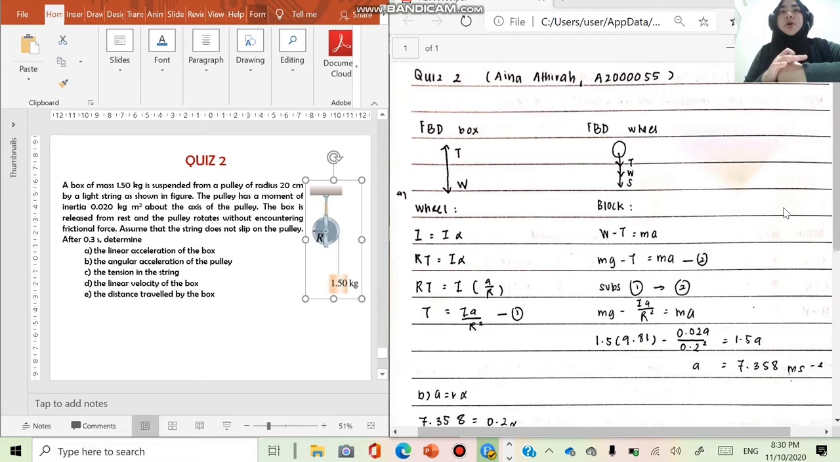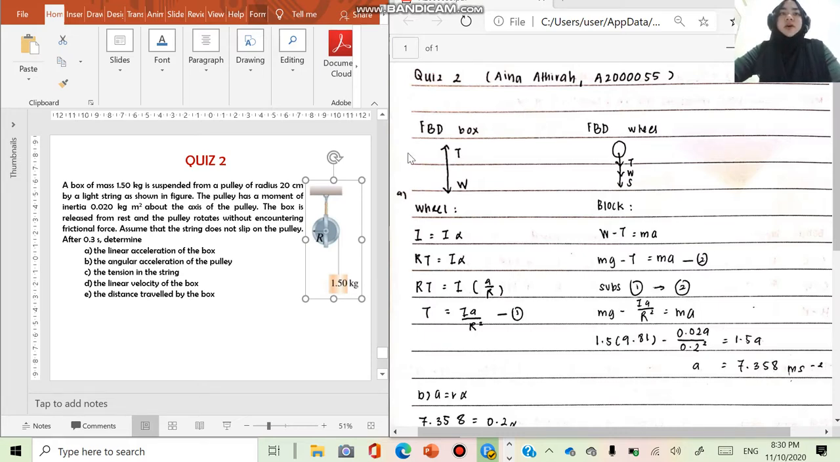Okay, so now we will focus on the answer for quiz 2 LU7, rotational of a rigid body. And now I remember that I have to pick any random work. So I pick one from physical 2, and the lucky person is Aina Athirah. Alright, so let's see what she did.